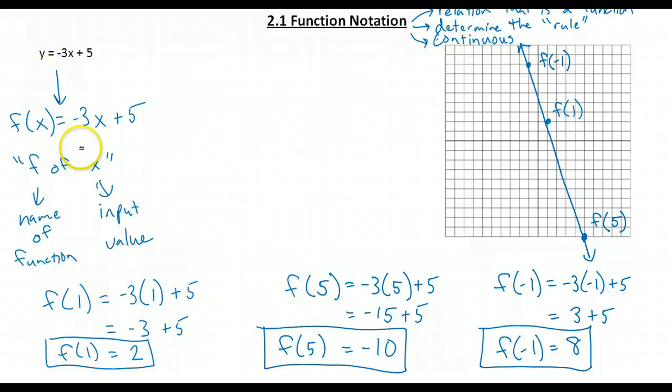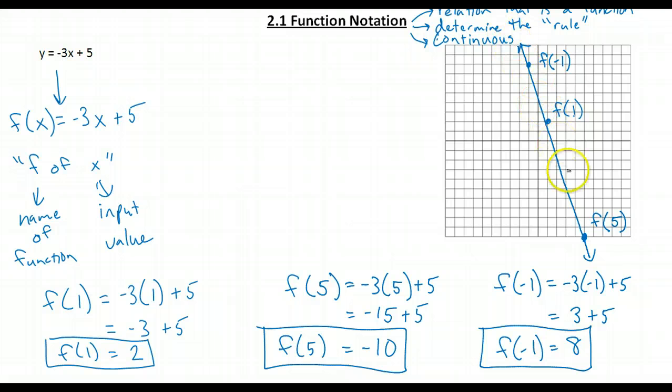You've studied functions before. When you've studied lines, you're really studying functions. If we look at this line, the slope of this line is negative 3, down 3 and over 1, down 3 and over 1, with a y-intercept of 5.